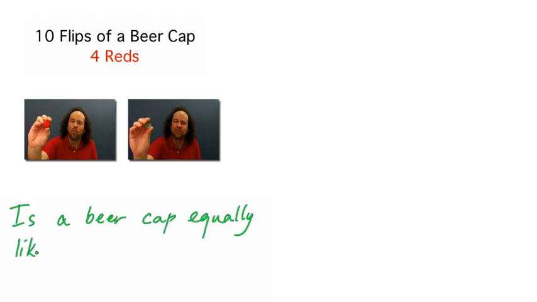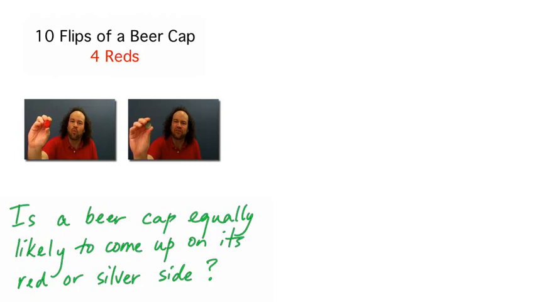Here's an example that we'll be looking at soon. In the probability lecture, Jeff flipped a beer cap that was red on one side and silver on the other 10 times, and he got 4 reds. If we assume that a beer cap, like a coin, is equally likely to come up on either side, red or silver in this case, would 4 reds be surprising? Probably not. In fact, we can't say a lot when Jeff only flipped the cap 10 times.